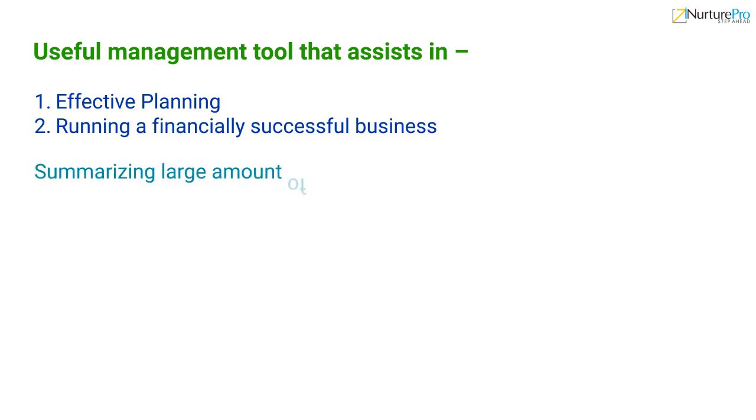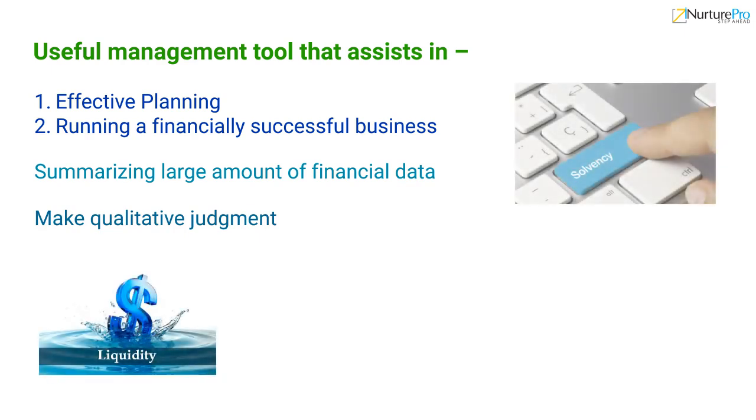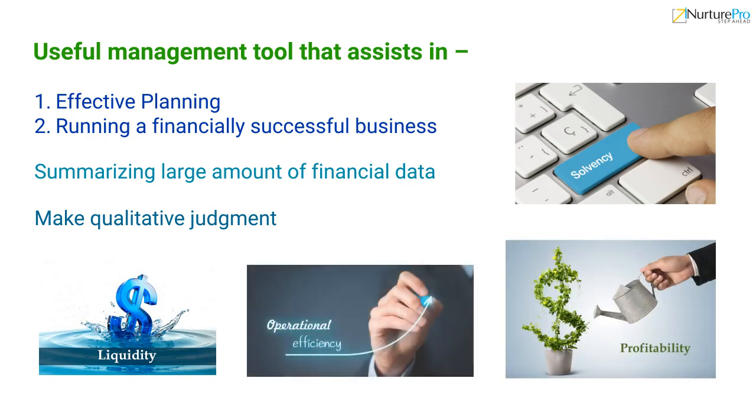Ratios help in summarizing large amount of financial data by making the interpretation of financial statements easier. This helps the management to take qualitative judgment about a business firm's financial performance. It's through the ratio analysis that the liquidity, solvency, profitability, operational efficiency of a company can be identified in an accurate manner.